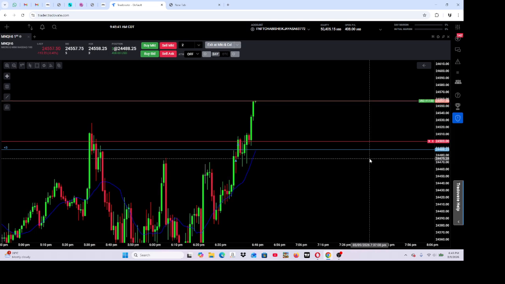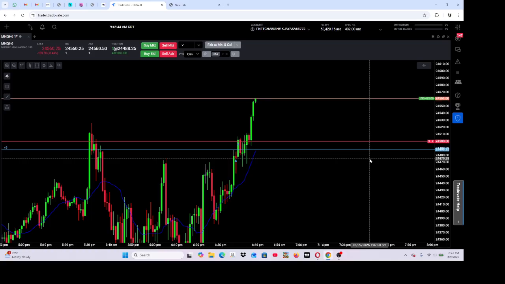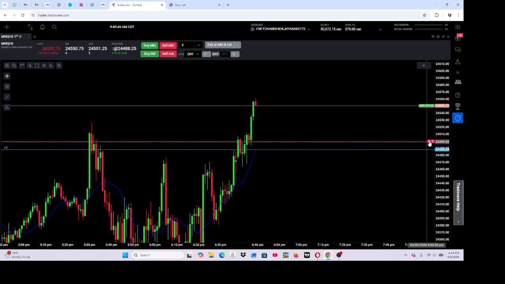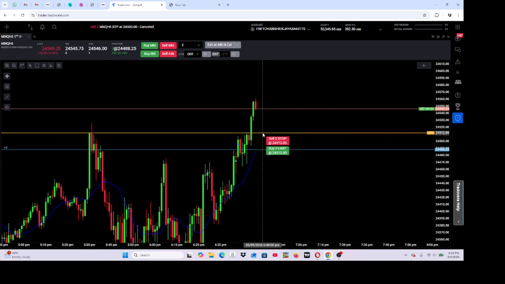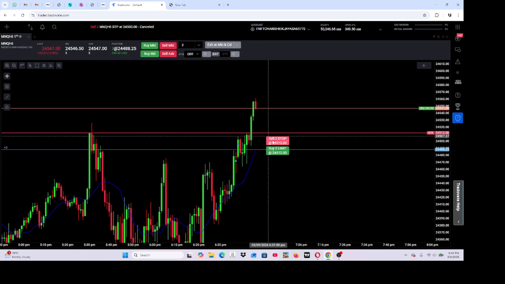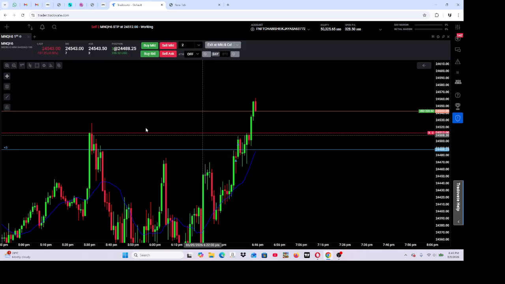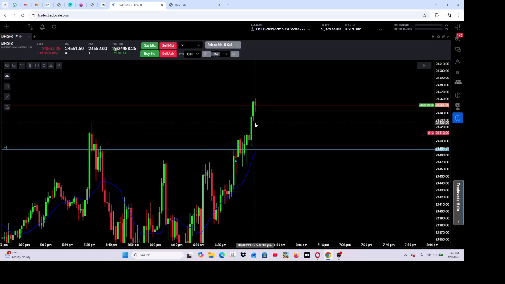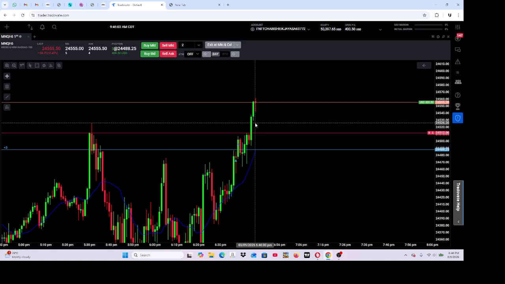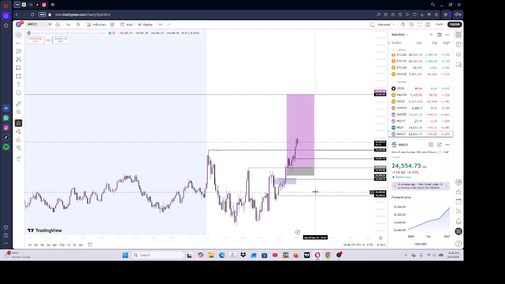I want this to push a little bit higher. It should bounce. So I'm going to set my stop loss underneath these lows. As far as I see, it will come to this zone, and it will bounce to the upside. Stop loss underneath these lows. Let me move this real quick. Stop loss underneath these lows.